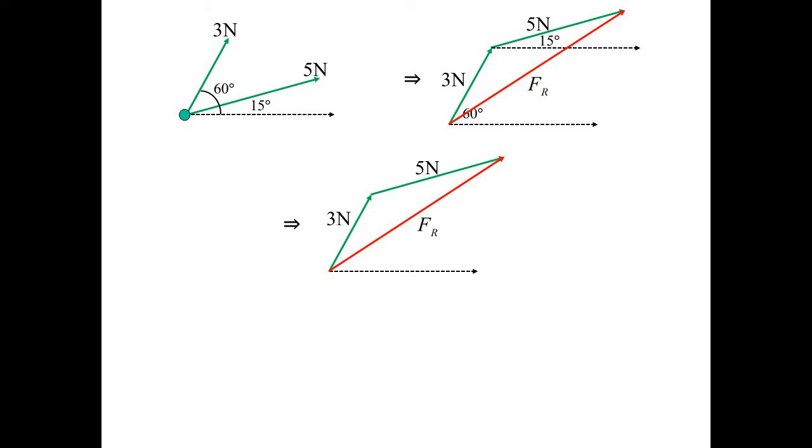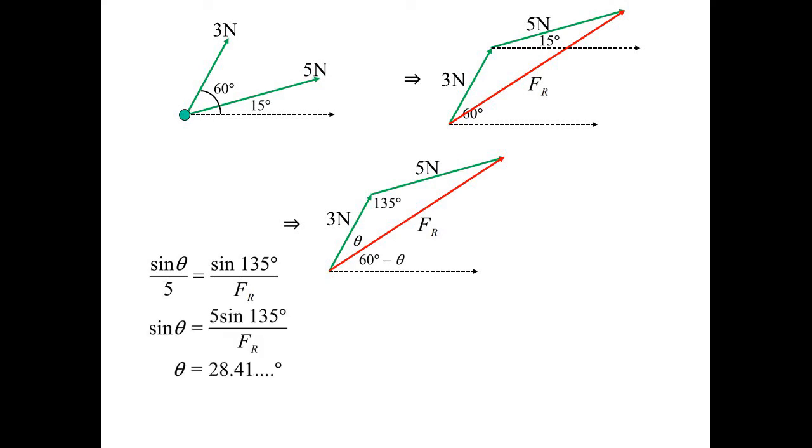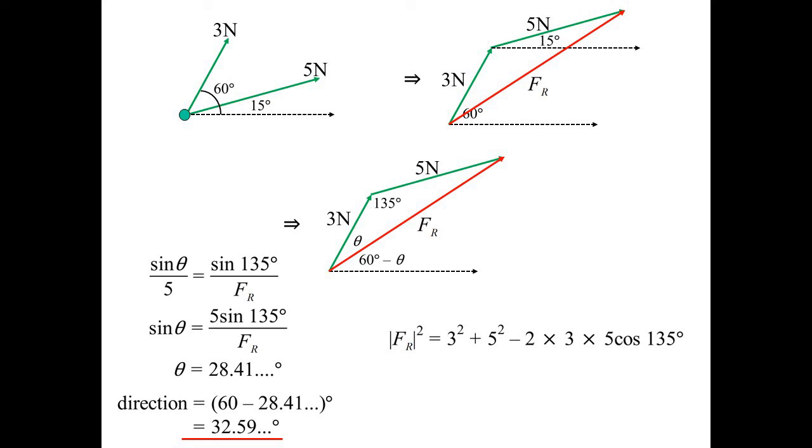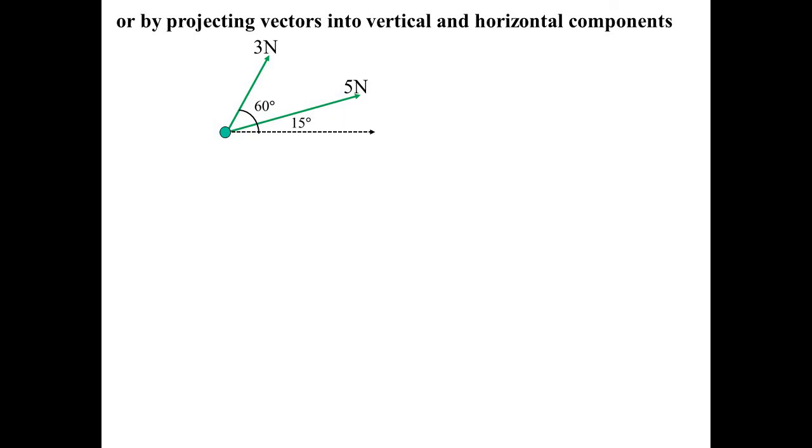Okay, well there's the diagram. A bit of geometry I could work out, that's 135 degrees. I want to find that angle there, because then that will tell me the angle that the force is going off. And we normally measure it to the positive horizontal. Okay, sine rule, and we end up with around about 28.41 degrees. So the direction, therefore, I'm saying is going off at 32.59 to the horizontal. Then I can use the cosine rule to find the size of that vector. And we end up with 7.43. So there's the magnitude and the direction. Okay, you could do it that way.